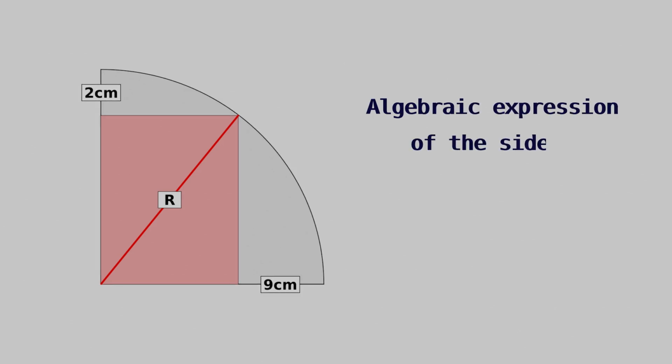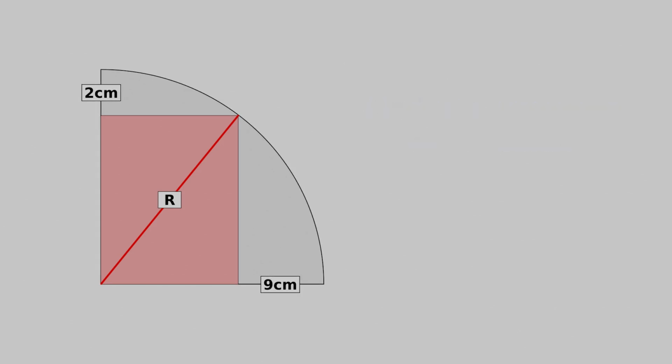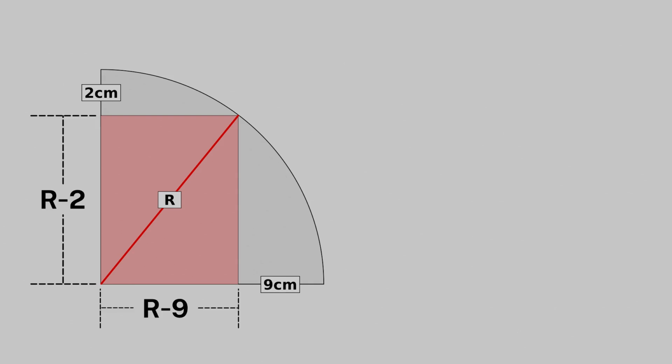Algebraic expression of the sides. Using the radius r and the provided numerical data, the dimensions of the rectangle can be expressed as follows. Vertical side r minus 2. Horizontal side r minus 9.